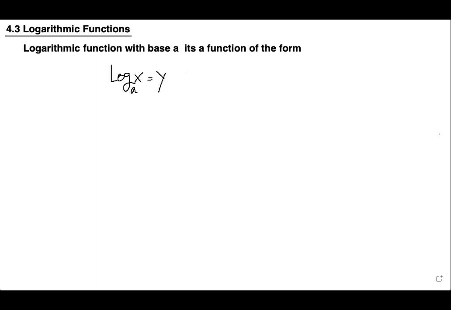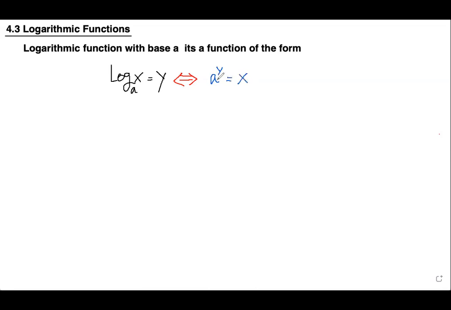I can define it using something I know from before. It is A to the power y equals x.